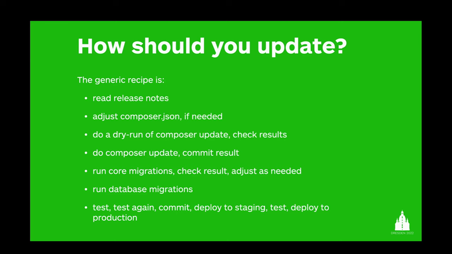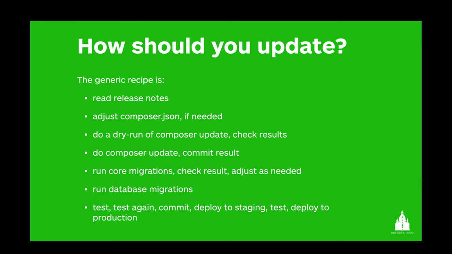Then actually do the Composer update, commit the changed manifest so that you can also reproduce it. Then run the core migrations that we have to adjust, at least some of the things that need to be adjusted. Run the database migrations, check the results of these steps. And then test again, test yet again, adjust as needed, deploy to staging or testing.